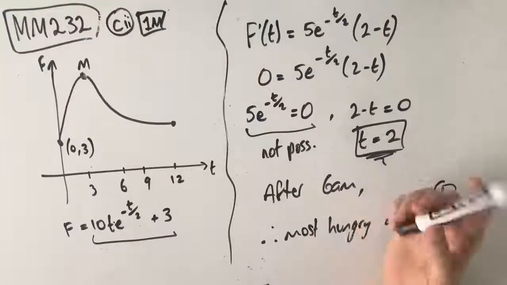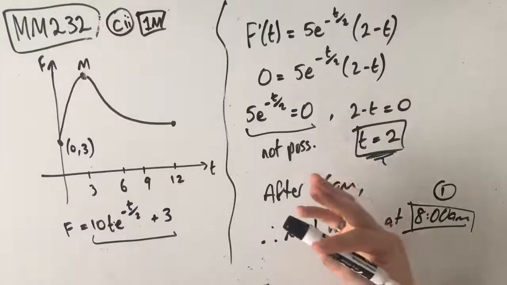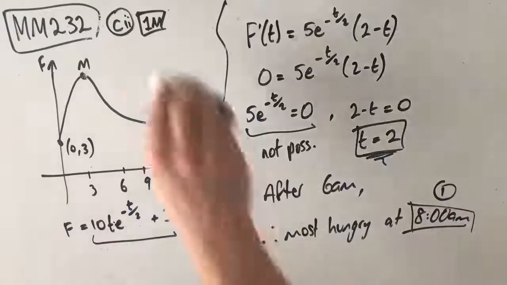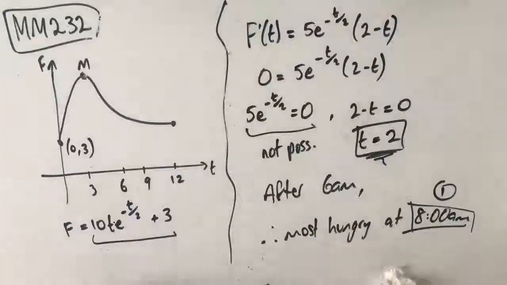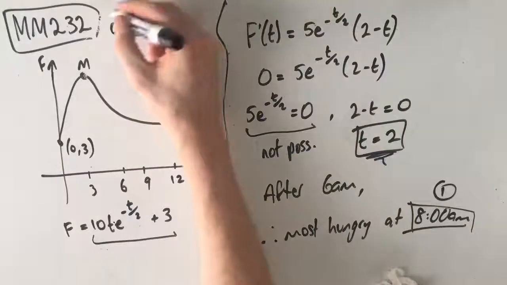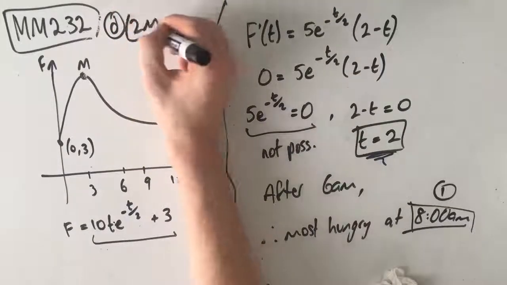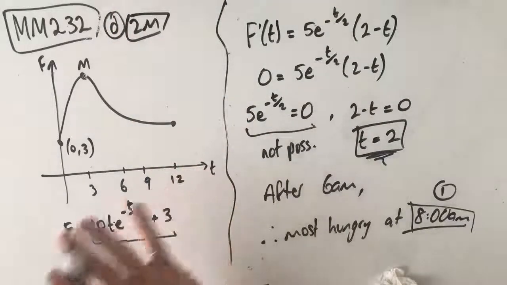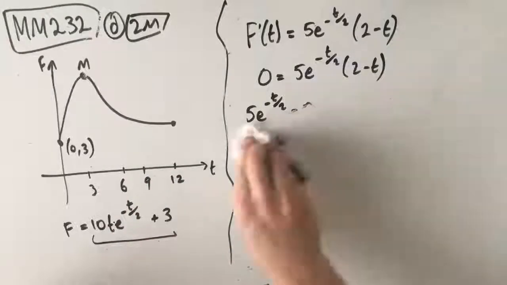So just be really careful about that. Awesome. Let's move on to part D. Now part D is a 2-mark question, and it says, for how long is a pig so hungry that it could comfortably eat more than 8 kilograms of food?